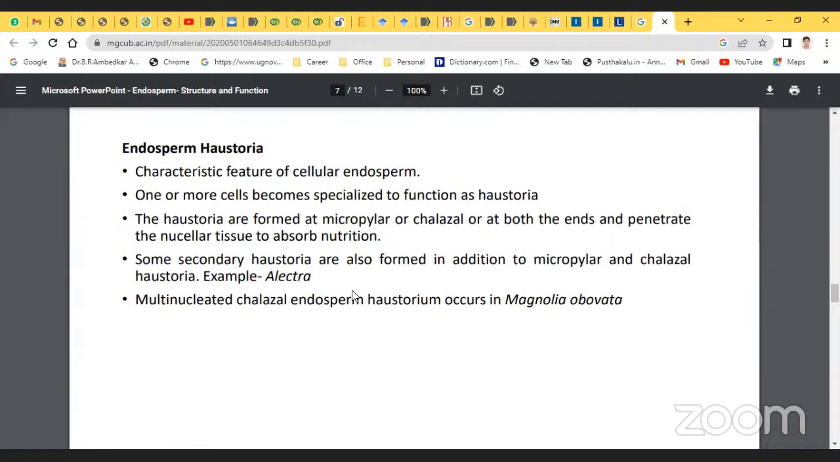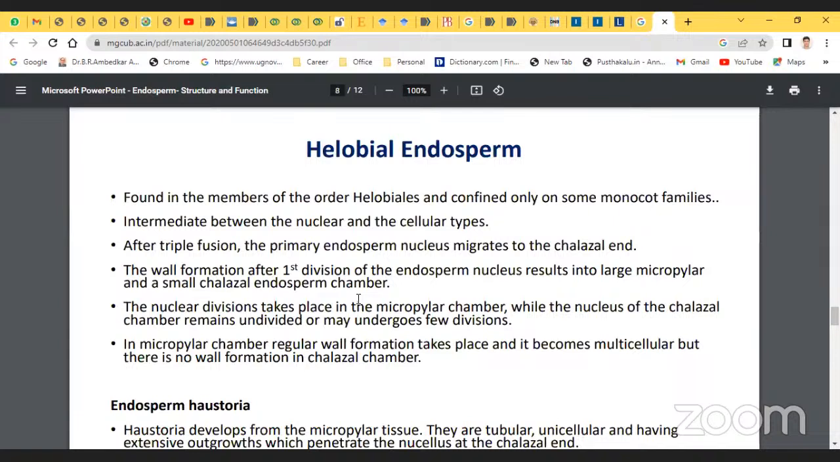Multinucleated cellular. So next one is helobial endosperm. This type of endosperm is characteristic of the Helobiae and confined to only some monocotyledonous families, like Haemanthus, Gyparanthis, Juncus, Eremurus, Asphodelus. This is an intermediate type between nuclear and cellular endosperms.